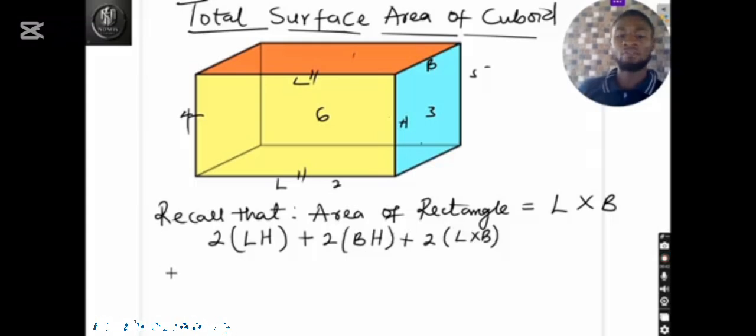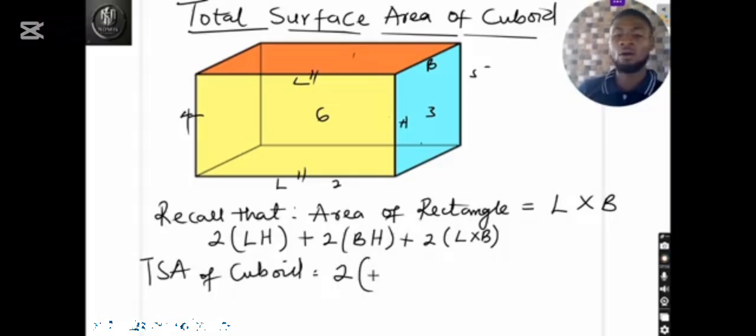So I can factorize, since I have 2, 2, 2, to appear in all the sides. So I can tell that the total surface area of cuboid is equals to 2 factorized out of all, and I have LH plus BH plus LB, and that is how I will get to calculate the total surface area of a cuboid. So this is the formula.